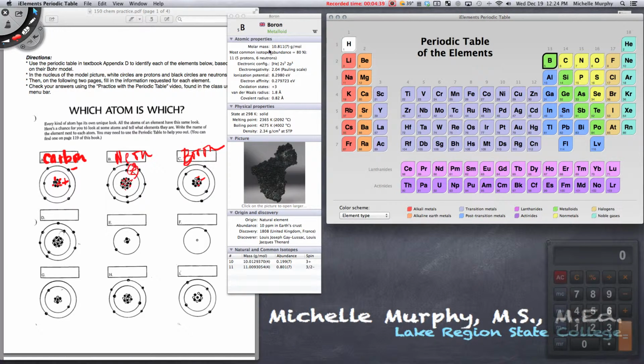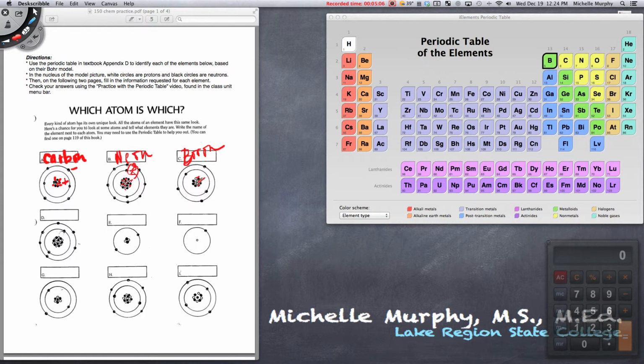The reason for that is because of the isotopes, and in this periodic table it'll tell you that for the most common isotope, 80% of all atoms have a mass number of 11 with 5 protons and 6 neutrons. Now some of them will have 5 and 5, which means sometimes it's 10, and that's why it's a decimal. Most of the time it's 11, sometimes it's 10. When you average it out, it's a decimal. So when we're dealing with neutrons, we always take it to the nearest whole number.